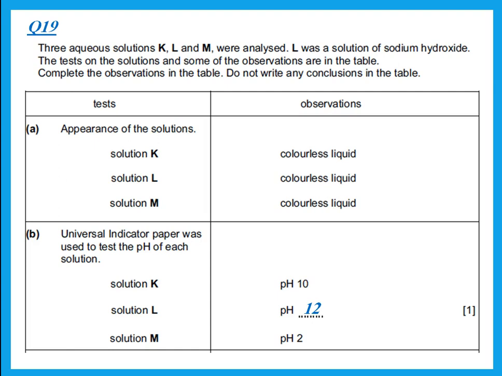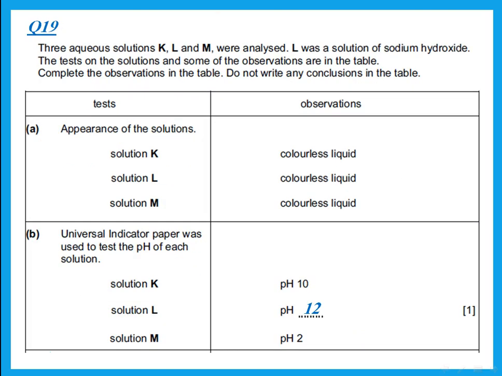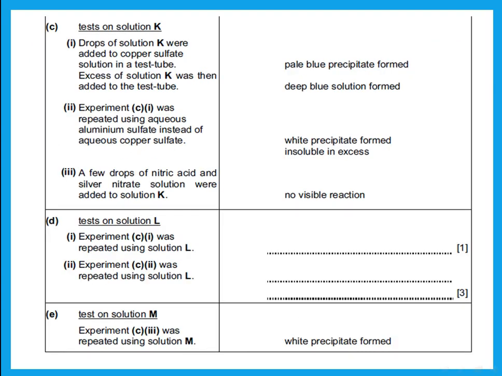What does pH 2 mean? It's a strong acid. So K is a weak acid and M is a strong acid. K, that's the one that we said, which one is K here? K is the one that we said has a pH of 10. Okay. Now, he added drops of solution K to copper sulfate solution.